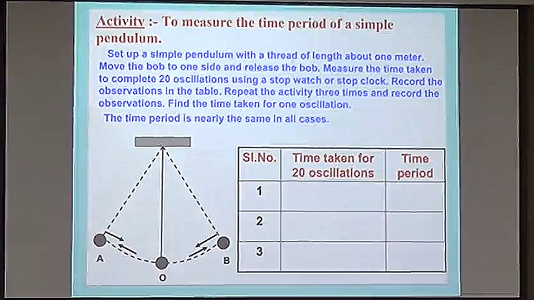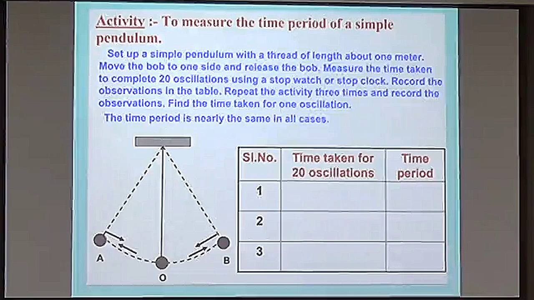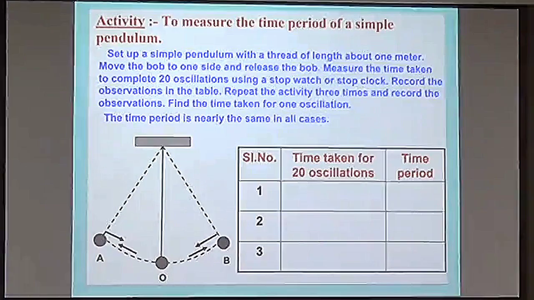If we want to find out the time period for one oscillation, what do we have to do? We have to divide it by the number of oscillations. So, if 40 seconds are taken to complete 20 oscillations, what will be the time taken for one oscillation? That is 40 seconds upon 20 oscillations, 40 upon 20, which equals 2 seconds.